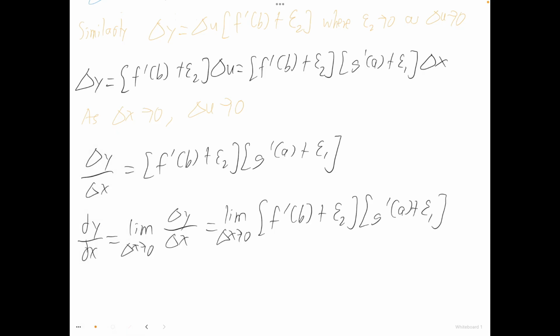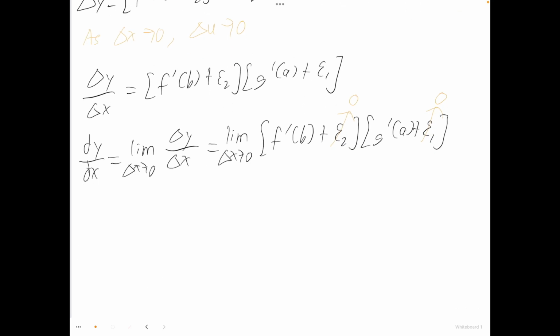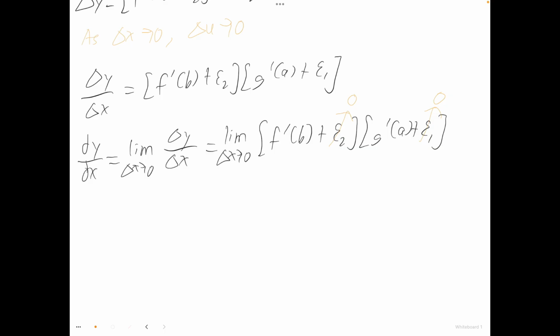But now recall that epsilon 1 goes to 0 as delta x goes to 0. That was a fact that we knew. And as delta x goes to 0, delta u goes to 0, and epsilon 2 goes to 0 as delta u goes to 0. So epsilon 1 and epsilon 2 just go away in the limits, and f prime of b and g prime of a are constants, so we end up with dy over dx just equals f prime of b times g prime of a. But b, remember, is just g of a, so this is f prime of g of a times g prime of a.